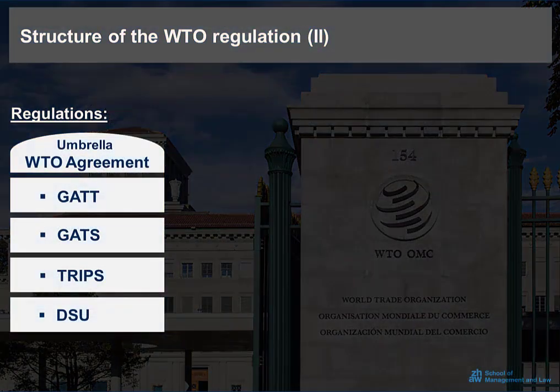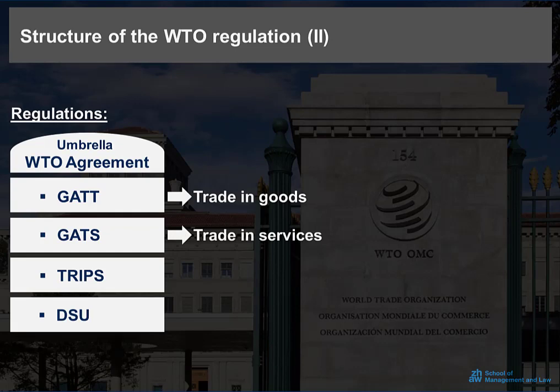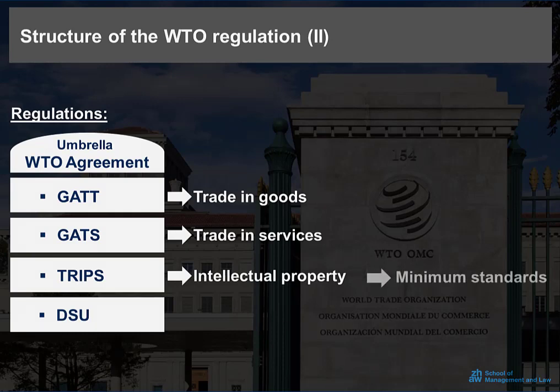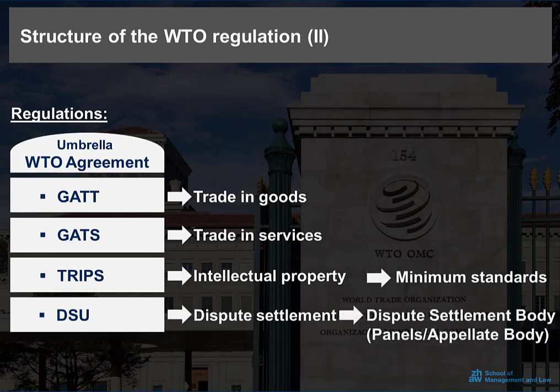The GATT focusing on trade in goods, the GATS focusing on trade in services, the TRIPS focusing on intellectual property and providing for minimum standards for the protection of intellectual property rights, and the DSU focusing on dispute settlement and establishing the dispute settlement body with its panels and appellate body in Geneva.